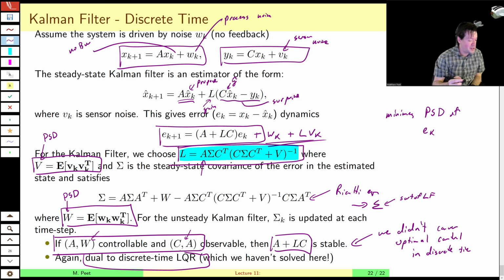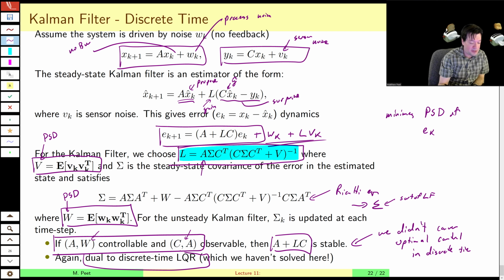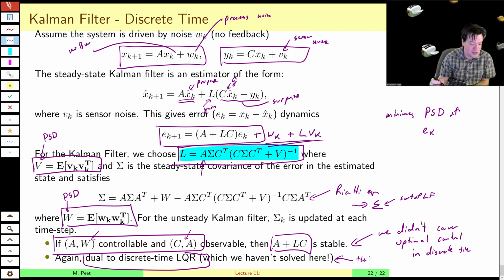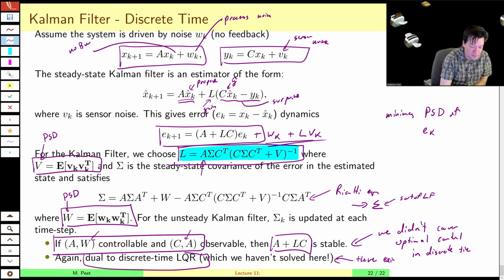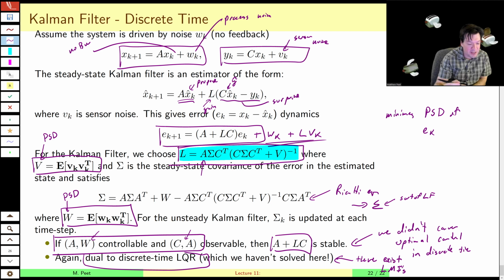So again, we don't give it as an LMI, but there are LMIs which can solve this, and it would be great if someone could add them to the Wikibook or something like that. Maybe we'll add them to the lecture at some point, although I don't want to make this lecture overly long. So there exist LMIs, but I don't give them.